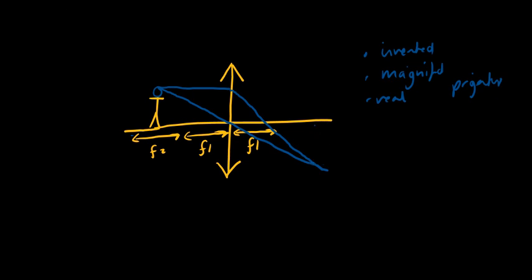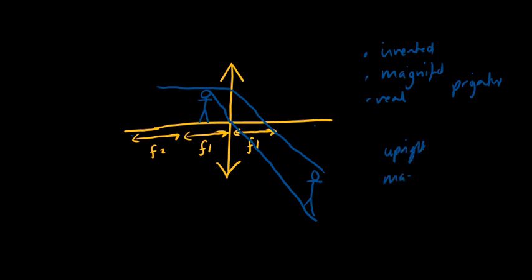Then in this situation here, and I'll leave that one on there because that's going to actually stay the same. This here, I will have this going through the center like so, and that will end up creating an upright, magnified and virtual image, and the example of that is our magnifying glass.